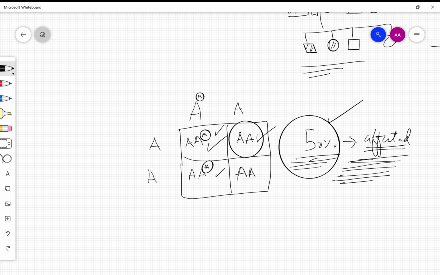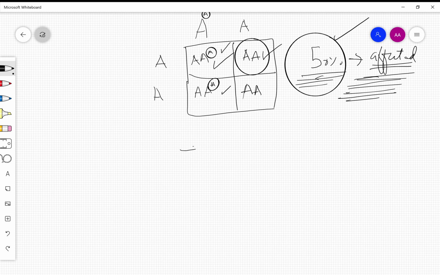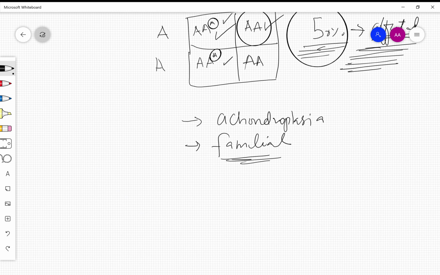So thank you so much. This was the autosomal dominant pattern, and next we will be discussing autosomal recessive and so on. You should also remember some conditions: achondroplasia is one example of autosomal dominant. Usually the familial conditions, like familial hypercholesterolemia, which have the prefix familial, are autosomal dominant.